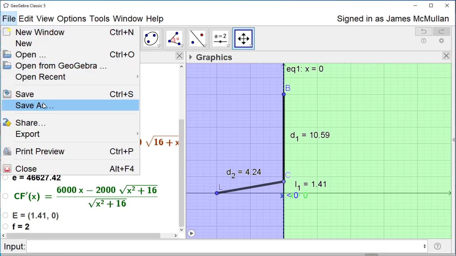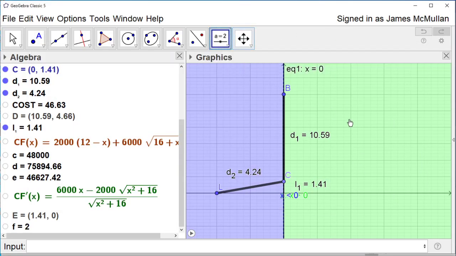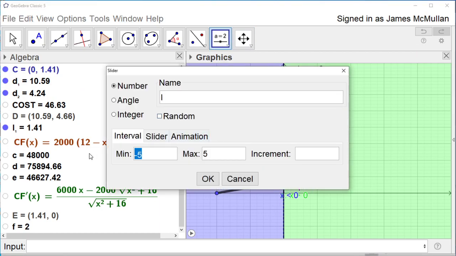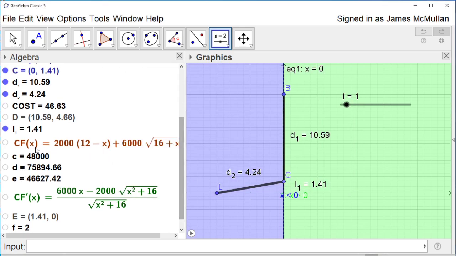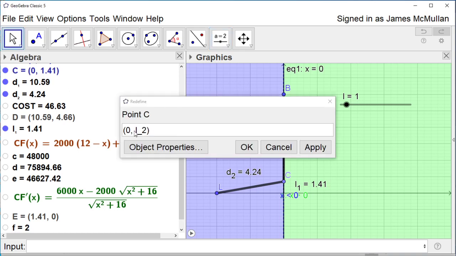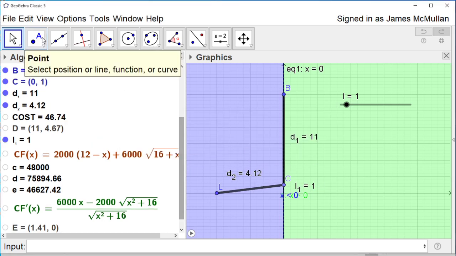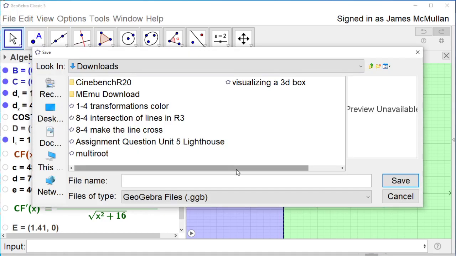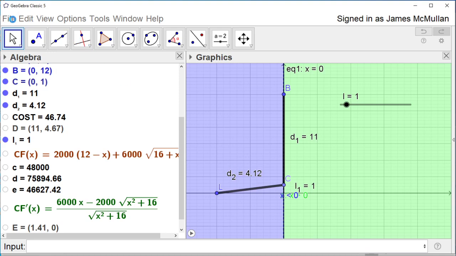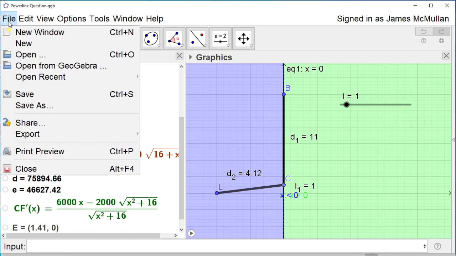Okay, so I'm going to save this. I'll fix this quickly, and then I'll upload this and share a link with it that you can use if you want to just experiment with it. So save as, we'll just say power line question.